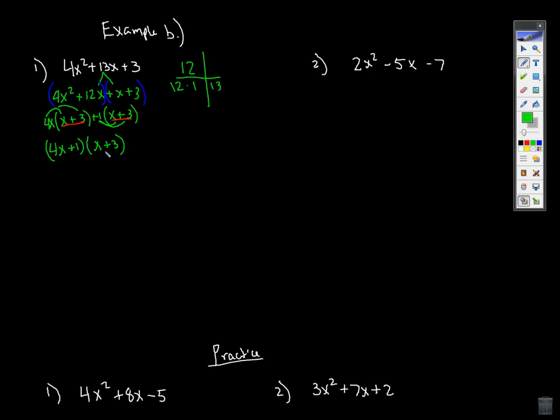Now I guarantee you that when we multiply this whole thing out again, I will get back to where I started. So let's check it out. The 4 is going to multiply the x, the 4 is going to multiply the 3. What do I get? I get 4x squared, and I get 12x. Then the 1 is going to multiply the x, and the 1 is going to multiply the 3, which gets me plus x and plus 3. Combine like terms, 4x squared plus 13x plus 3. Exactly the same as I had in the beginning. Okay, so that tells me this right here was my factored form.